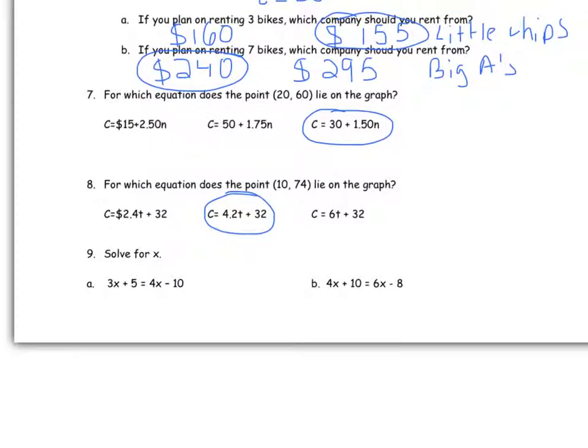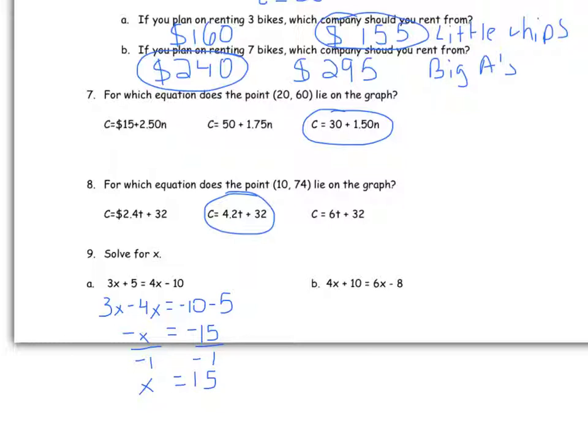For number 9, you're going to be solving for x. So A is 3x plus 5 equals 4x minus 10. Alrighty, so let's start here. 3x minus 4x equals negative 10 minus 5. So 3x minus 4x is negative x, and that equals, see, negative 10 minus 5 is negative 15. And then we need to divide by negative 1 on both sides. So that gives us that x equals 15.